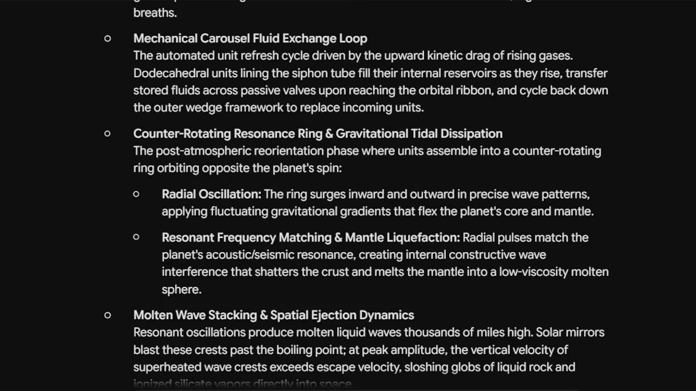Counter-rotating resonance ring and gravitational tidal dissipation. The post-atmospheric reorientation phase where units assemble into a counter-rotating ring orbiting opposite the planet's spin. Radial oscillation. The ring surges inward and outward in precise wave patterns, applying fluctuating gravitational gradients that flex the planet's core and mantle.